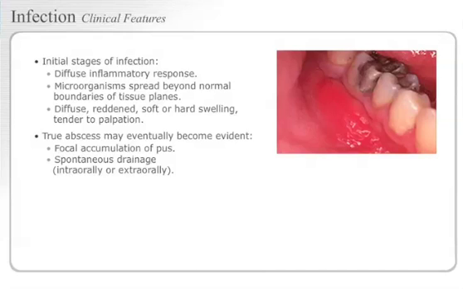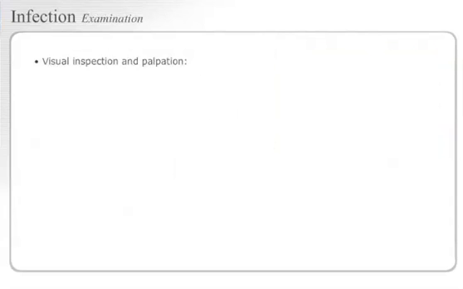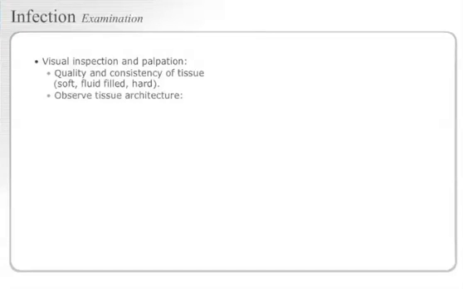Although swelling is one of the cardinal signs of infection, another common cause of swelling is hemorrhage resulting from trauma or recent dental procedures. Taking a history will help distinguish swelling due to infection from the swelling of hematoma. The oral tissues must be examined thoroughly. Areas of swelling and exudate should be identified by visual examination and palpation. The quality and consistency of the tissue should be examined and may vary from soft to fluid-filled to hard. Normal versus abnormal tissue architecture should be observed.